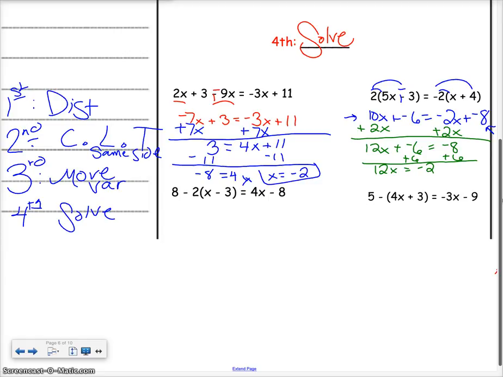How do I move that 12? Divide. X equals negative 2 twelfths. Simplify, negative 1 sixth. And I'm done, and I know I'm done because my variable's by itself. That's how I know I'm done.